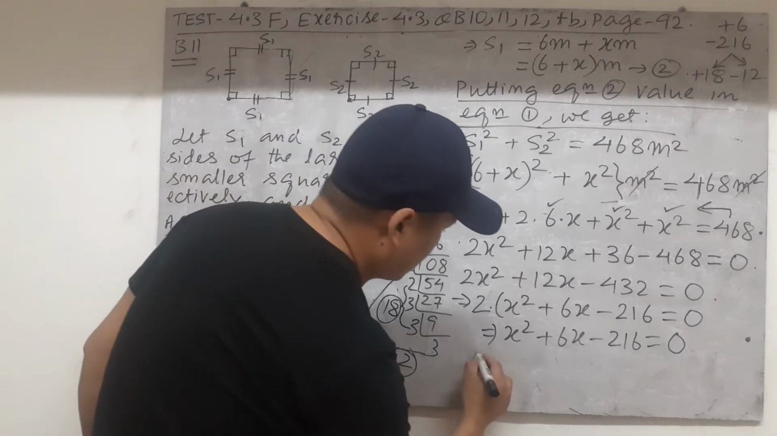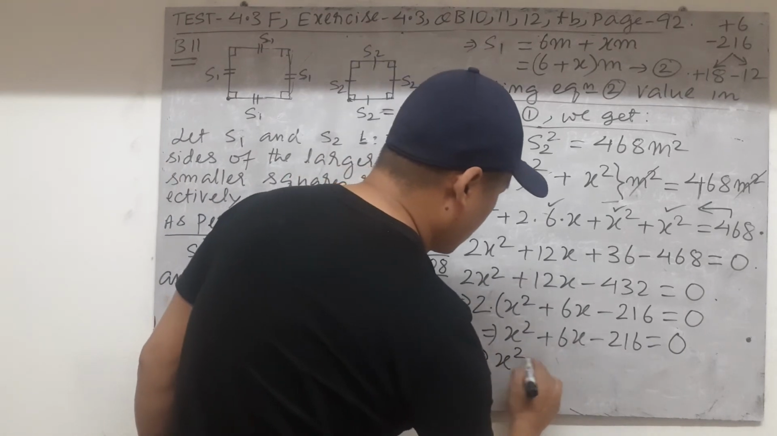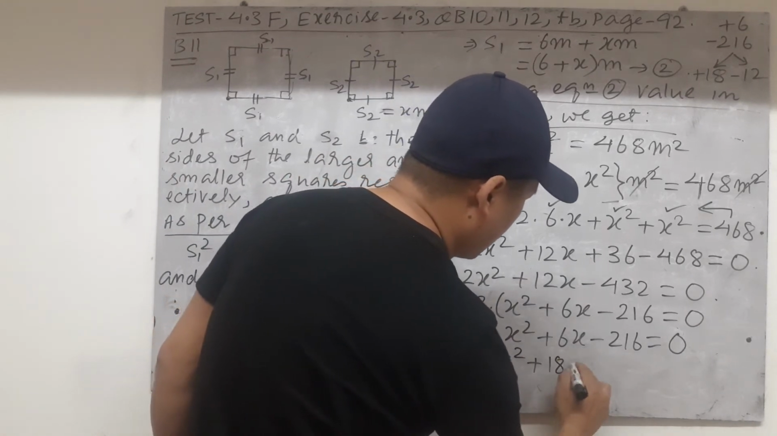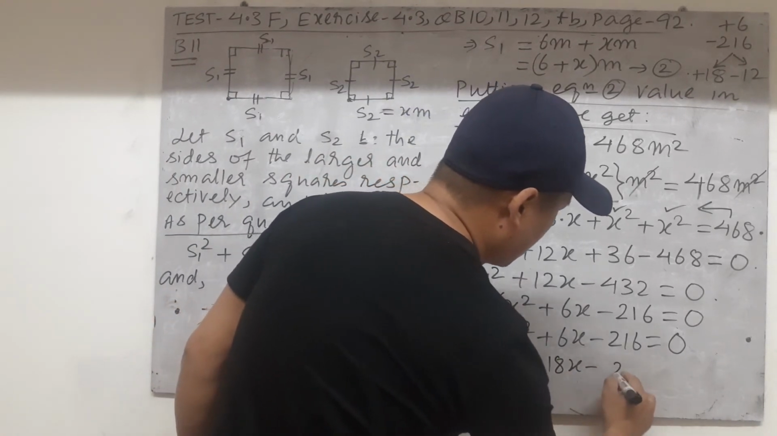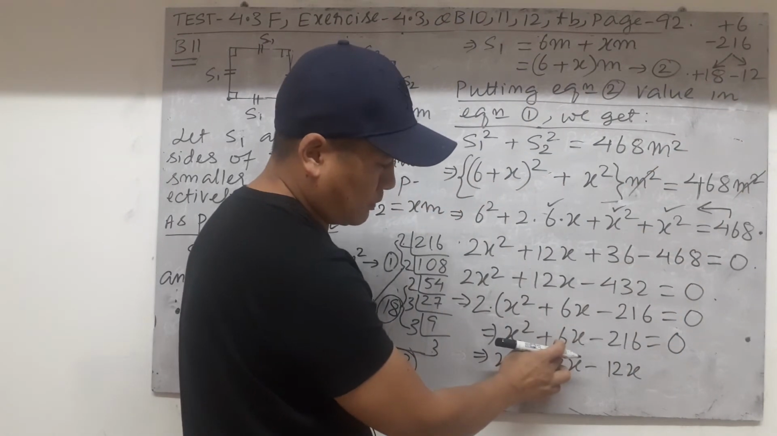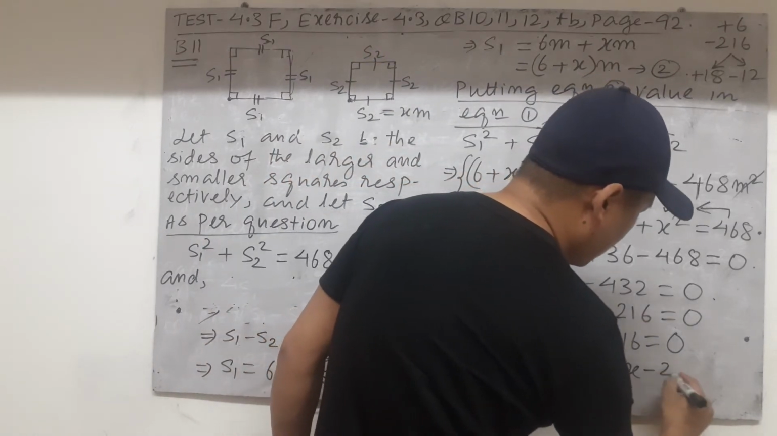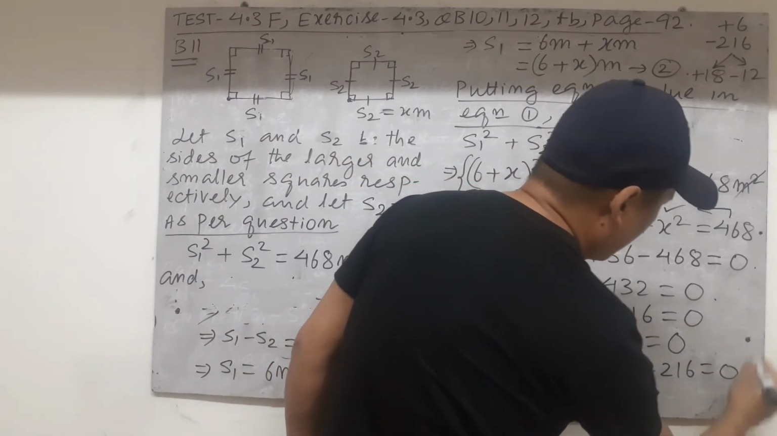So once we're through with this, you can write these things on your graph if you want. X squared plus 18x minus 12x, as you can see, gives you plus 6x. So this plus 6 is split into two terms. Minus 216 equal to 0.